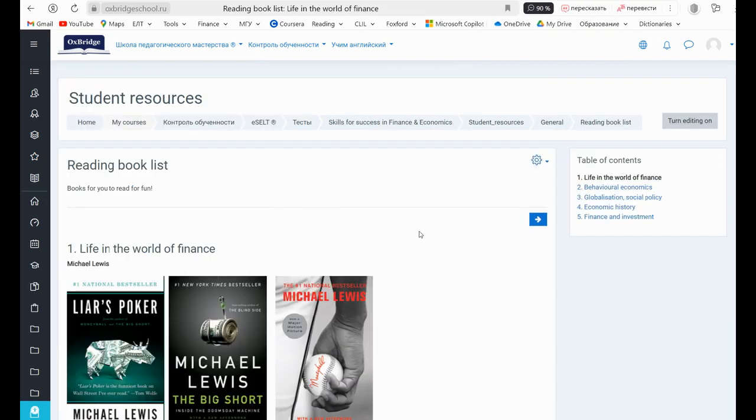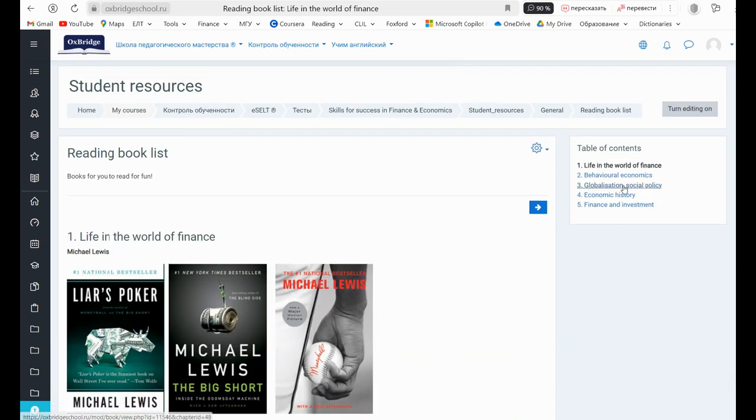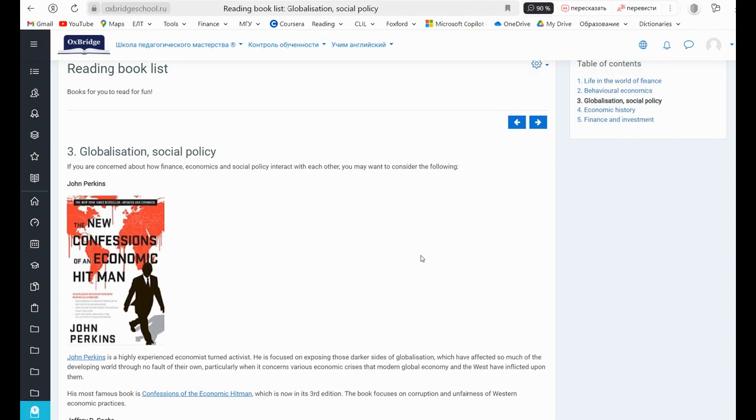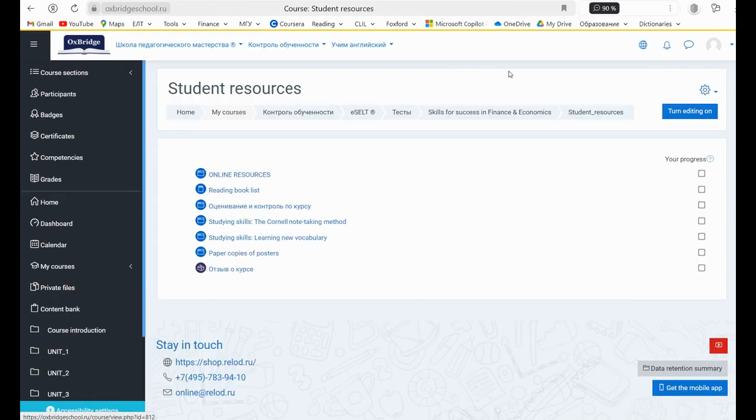There's also quite a long list of various books that students are encouraged to peruse. Perhaps some of them they will find of interest. They relate to economics, economic history, and they are not included in the course curriculum, but perhaps they will engage the students and encourage them to immerse themselves into further learning of the language and economics.